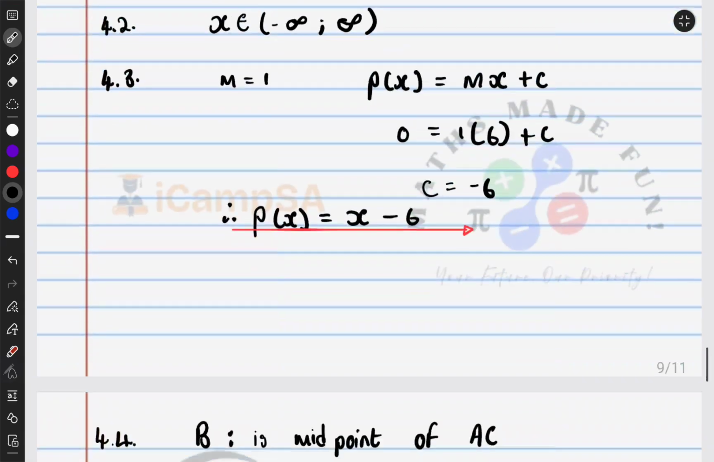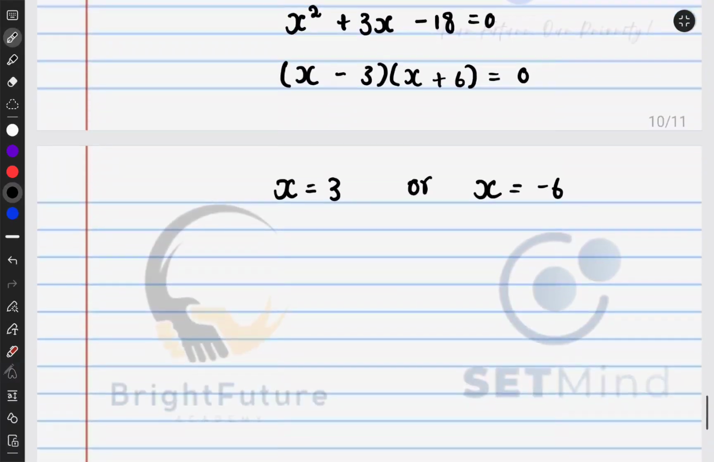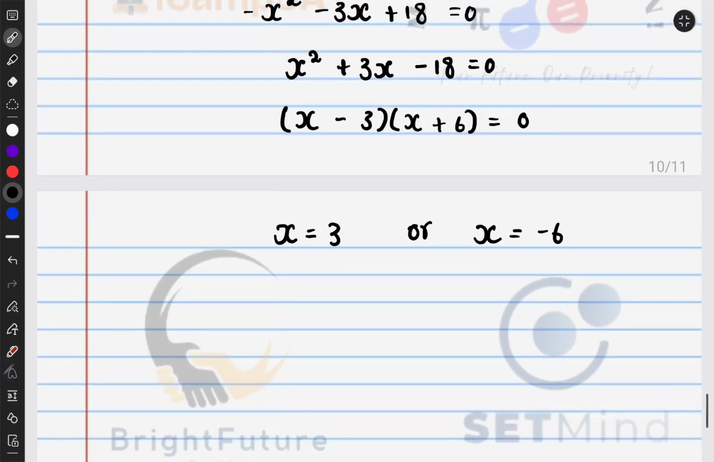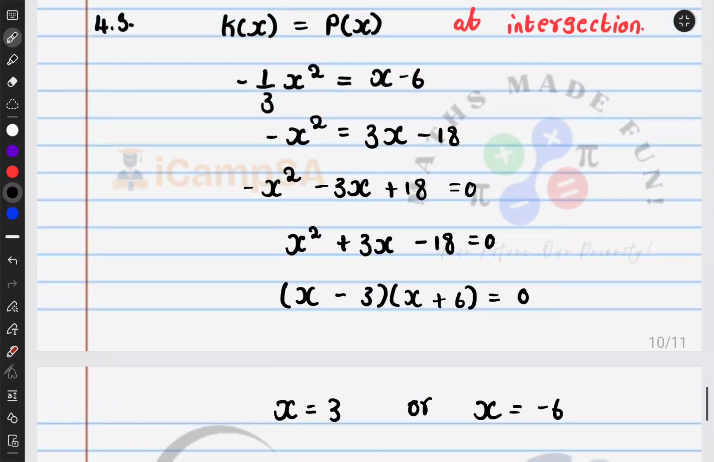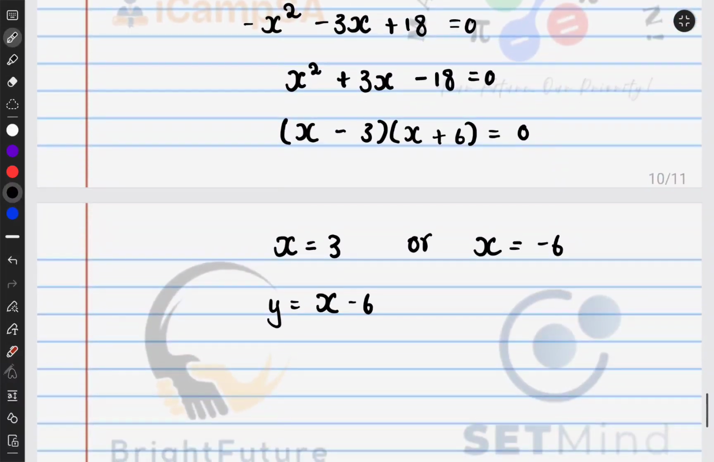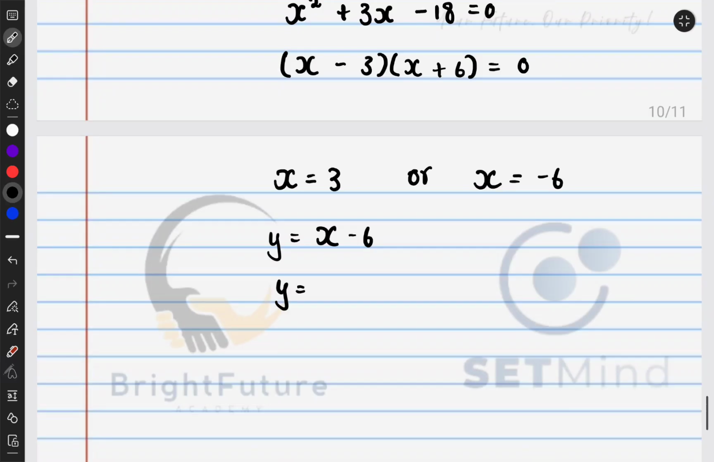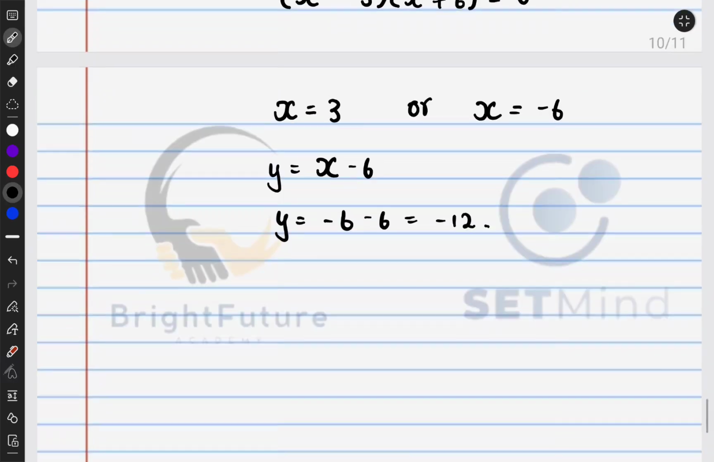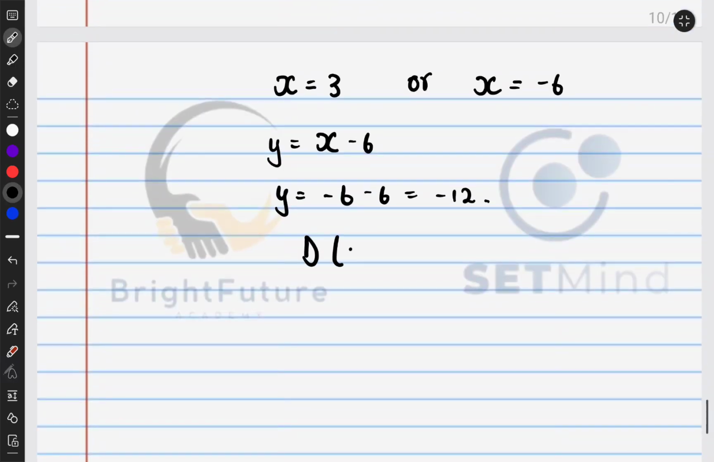We just have to calculate the y coordinate of D. We can use either the straight line or the parabola to find the y coordinate; we still find the same thing. Let's use the straight line. y is equal to x minus 6. Therefore y is equal to minus 6 minus 6, which is negative 12. Therefore the coordinates of D are negative 6 and negative 12.